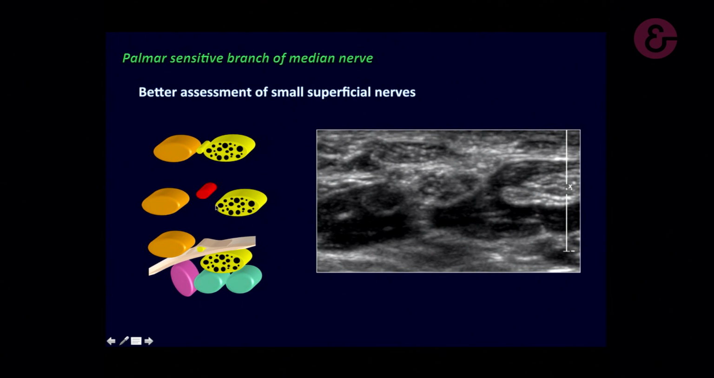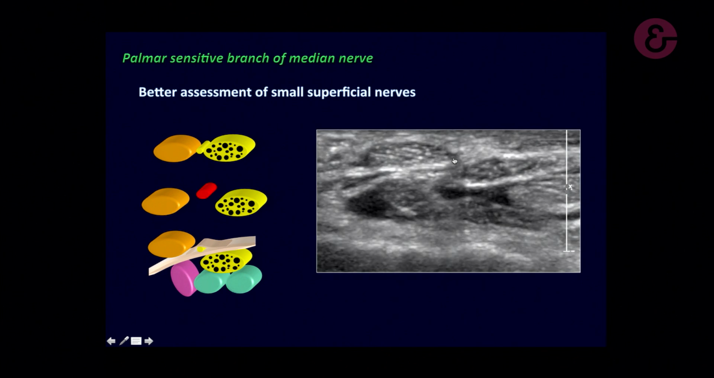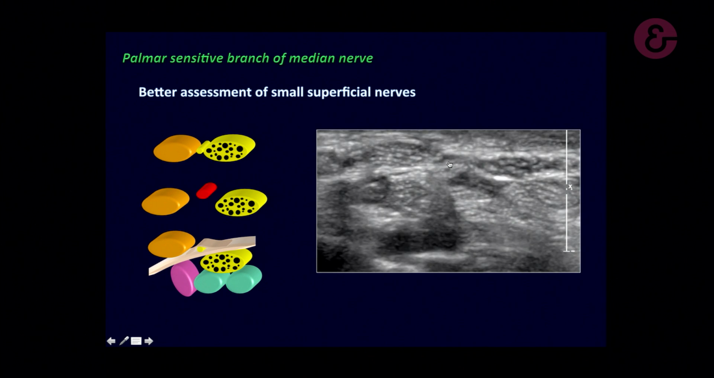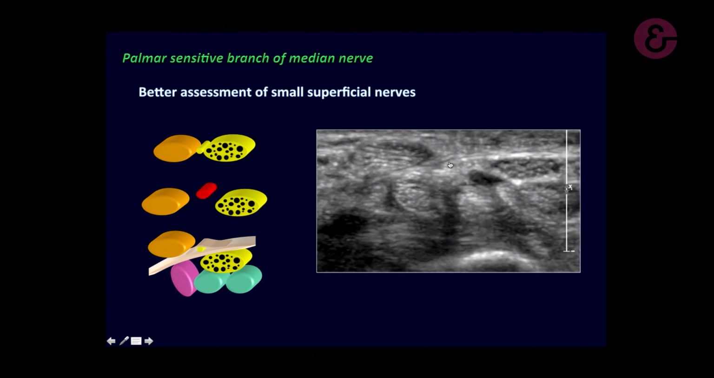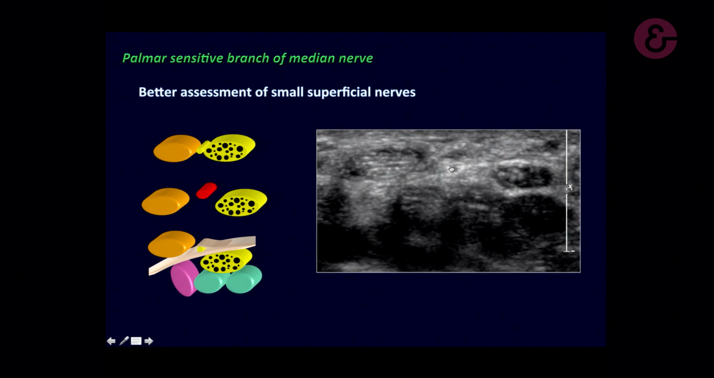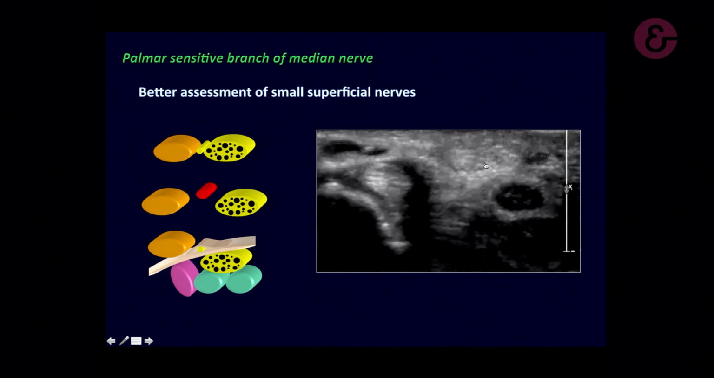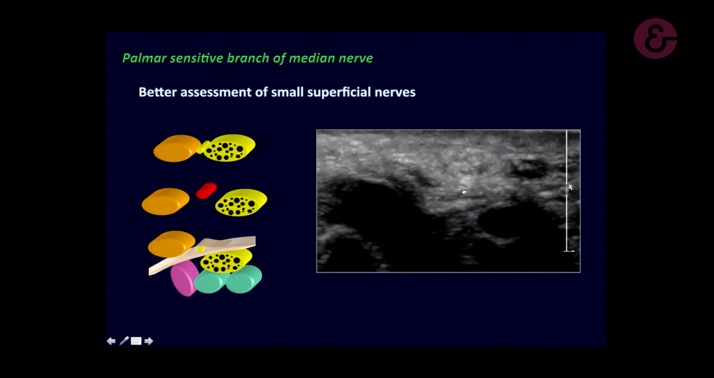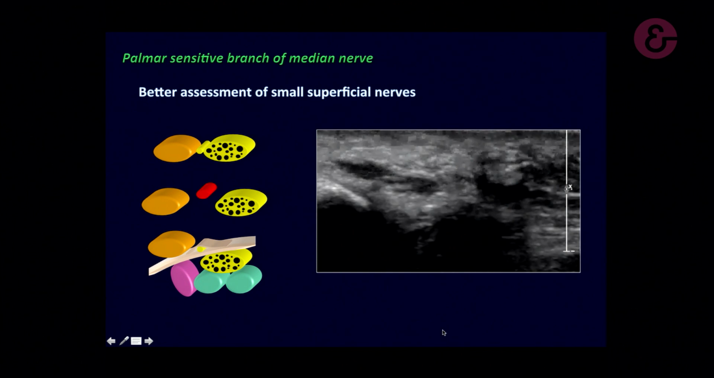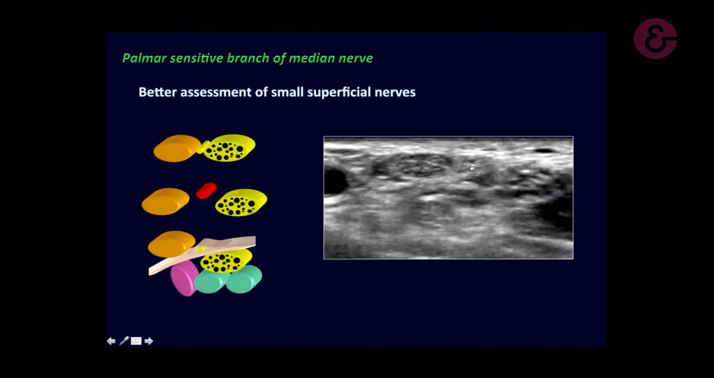1, 2, 3. Normal, injured, normal. The nerve, normal, normal. Wait a minute. No, it's a normal case, sorry. Voila. This is the injured case. This is the nerve. Look, very, very small.